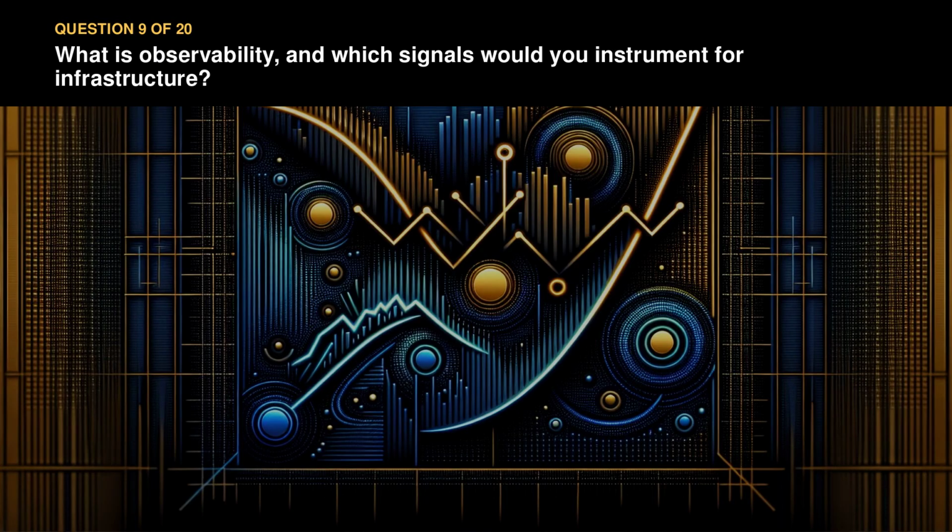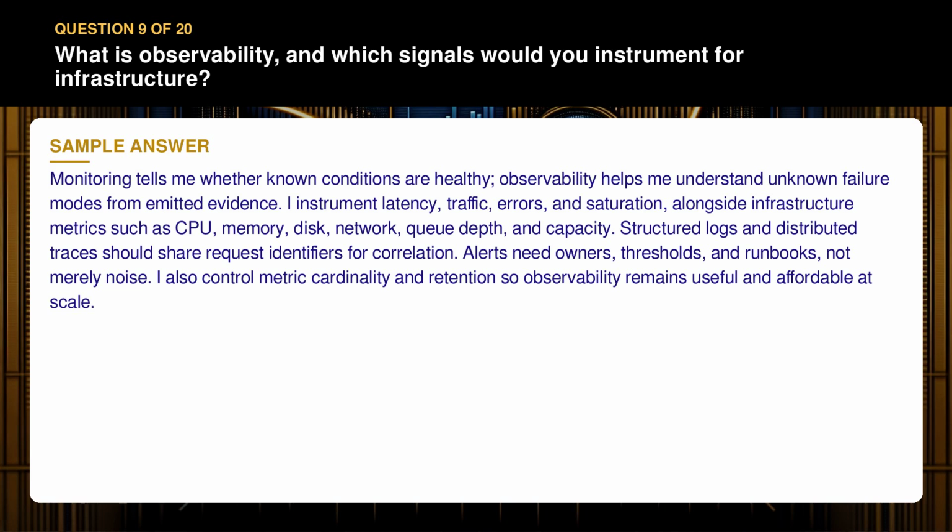Question 9. What is observability, and which signals would you instrument for infrastructure? Monitoring tells me whether known conditions are healthy. Observability helps me understand unknown failure modes from emitted evidence. I instrument latency, traffic, errors, and saturation, alongside infrastructure metrics such as CPU, memory, disk, network, queue depth, and capacity.